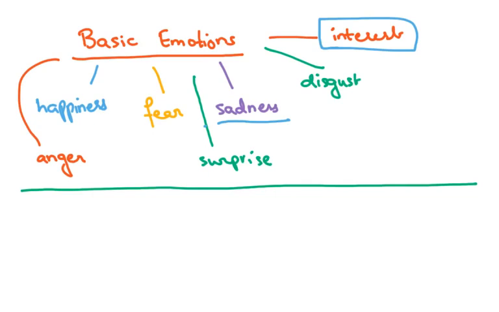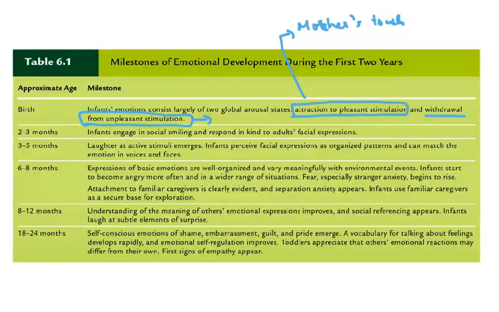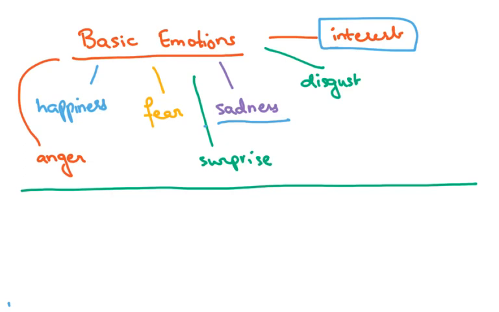But let's stick to our discussion here. By 2 to 3 months, what you start seeing is that infants start displaying happiness, and that is a basic emotion. So what you do see is the development of what is termed the social smile.